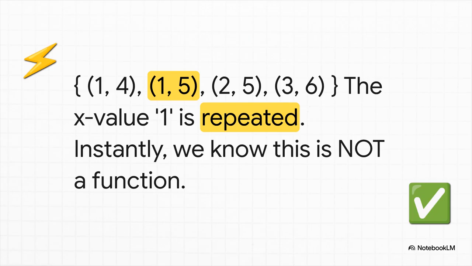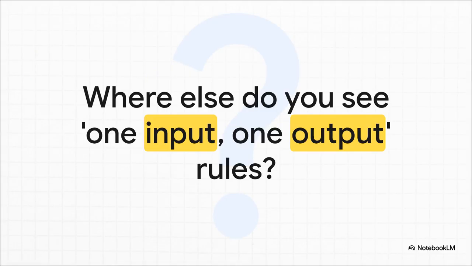It's an awesome shortcut. So, when you boil it all down, a function is just a rule that's predictable. You put one thing in, you get exactly one thing out. Simple as that. And now that you know the rule, you're going to start seeing it everywhere. Think about it. When you press a button on a vending machine, you expect one specific snack to come out, right? Or a key on your keyboard. One key press, one letter. Our world is literally built on these simple one input, one output rules. So my question to you is, now that you know what to look for, where are you going to spot a function next?